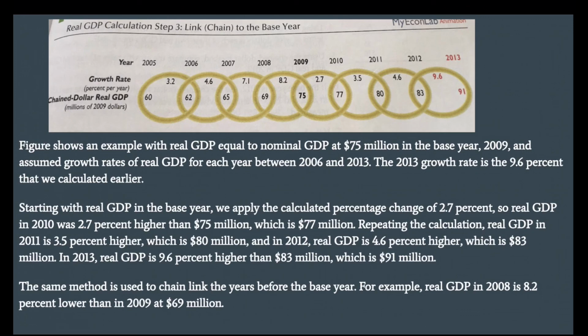Repeating the calculation, real GDP in 2011 is 3.5% higher, which is $80 million, and in 2012 real GDP is 4.6% higher, which is $83 million. In 2013, real GDP is 9.6% higher than $83 million, which is $91 million. The same method is used to chain link the years before the base year. For example, real GDP in 2008 is 8.2% lower than in 2009, at $69 million.